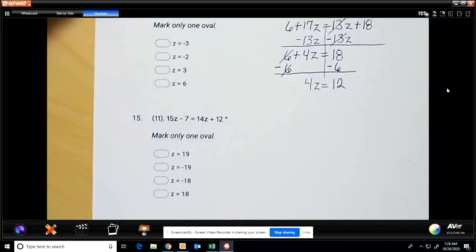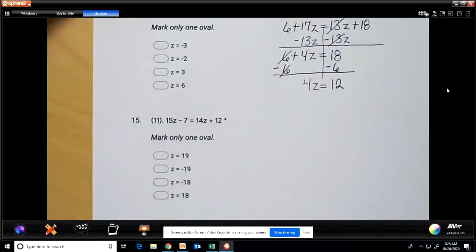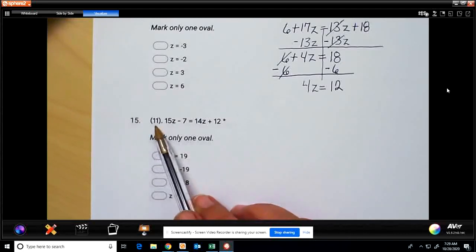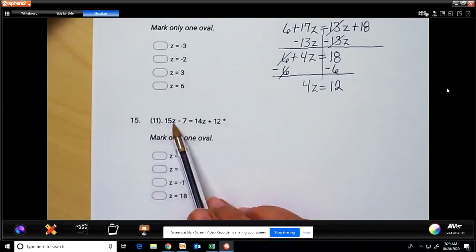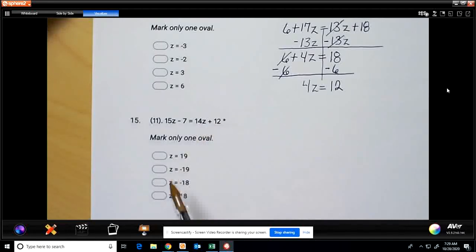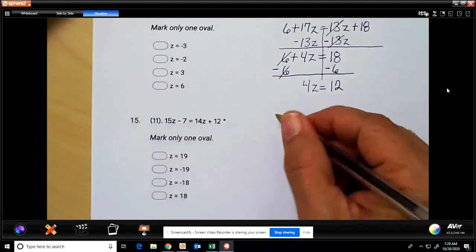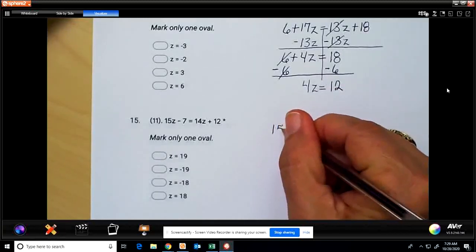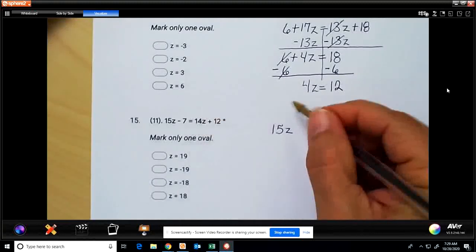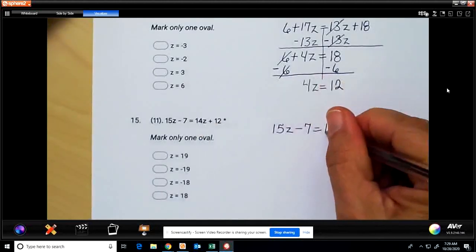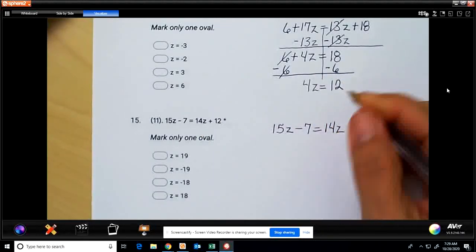Number 15 and problem number 11. It's 15 times z minus 7 equals 14 times z plus 12. So again, like we did up here, I would rewrite it out: 15z minus 7 equals 14z plus 12.